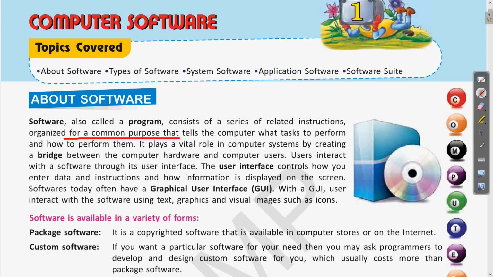Clear? So here you can see that software is a program which consists of a series of related instructions organized for a common purpose, and this tells the computer what tasks to perform and how to perform them. Clear? So it is the software which instructs the computer what work it has to do, and not only what work, it also gives the instructions step by step. Using these instructions the program may function. Clear? For example, if you have to do any calculation, then what will be the process of that calculation if you are using any software.